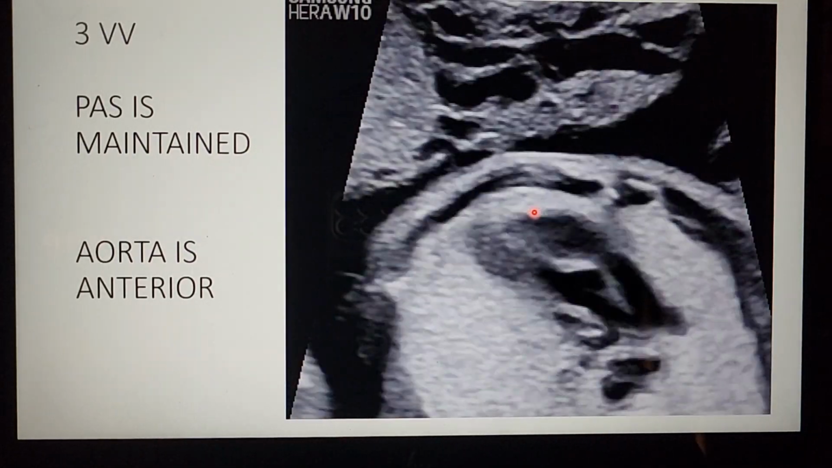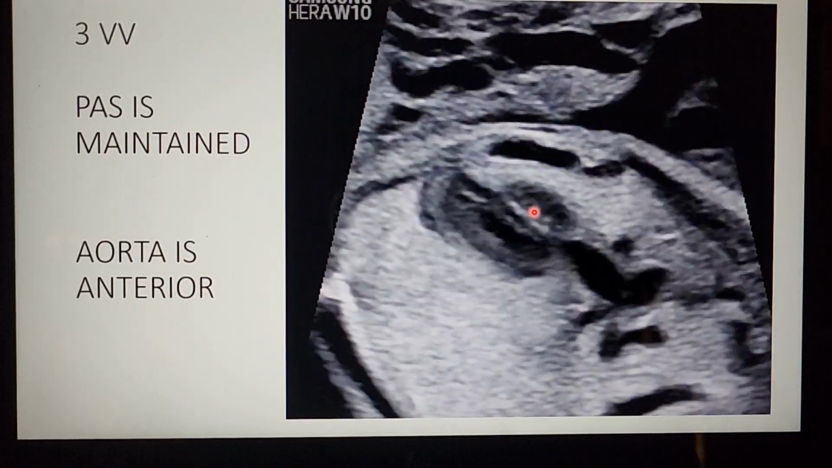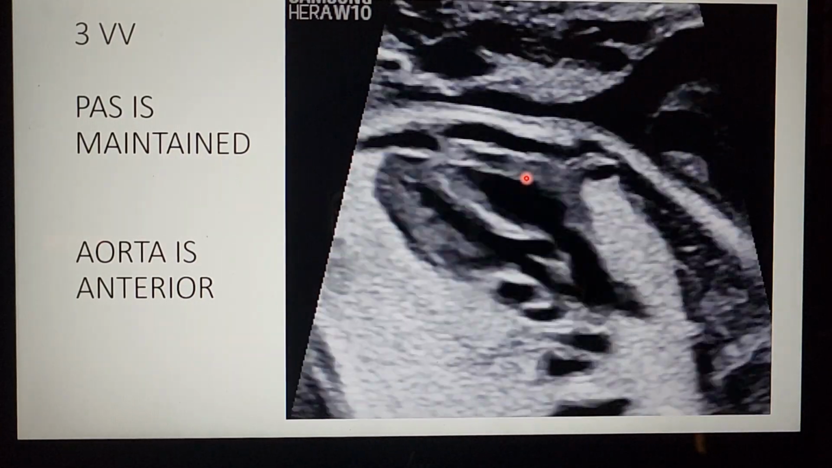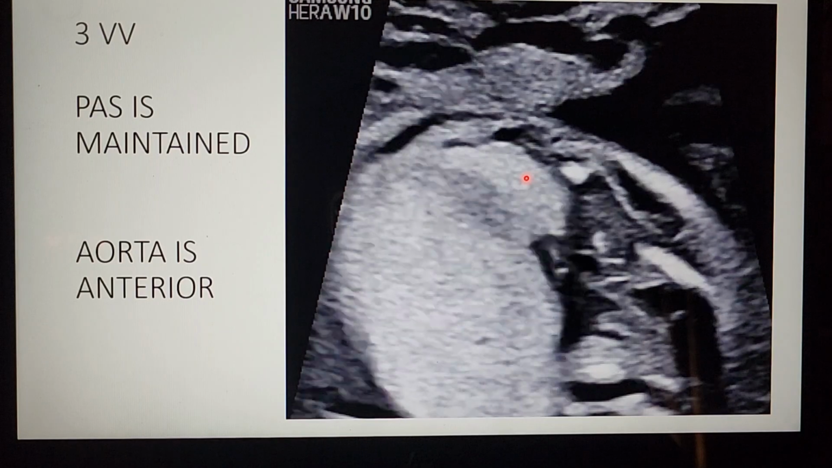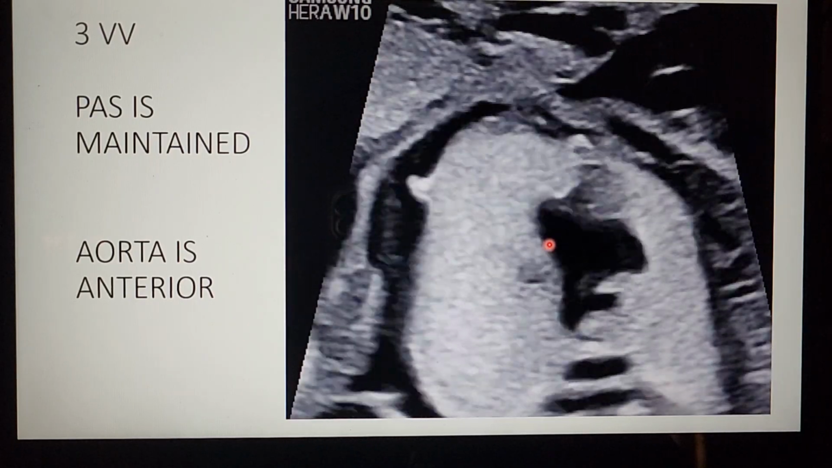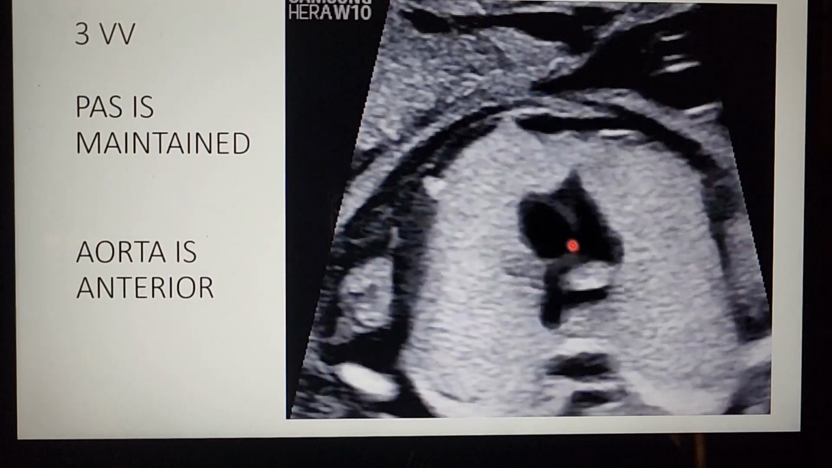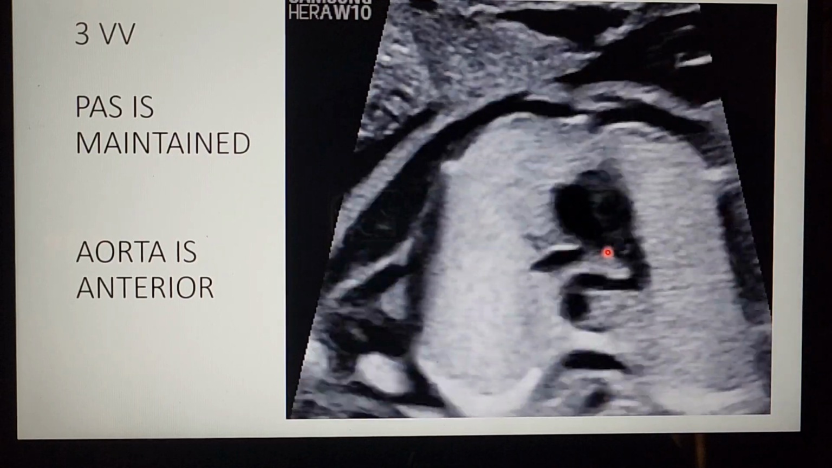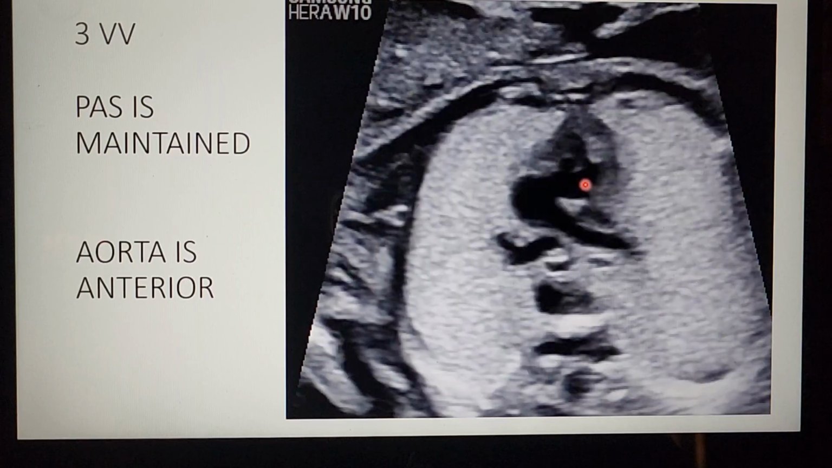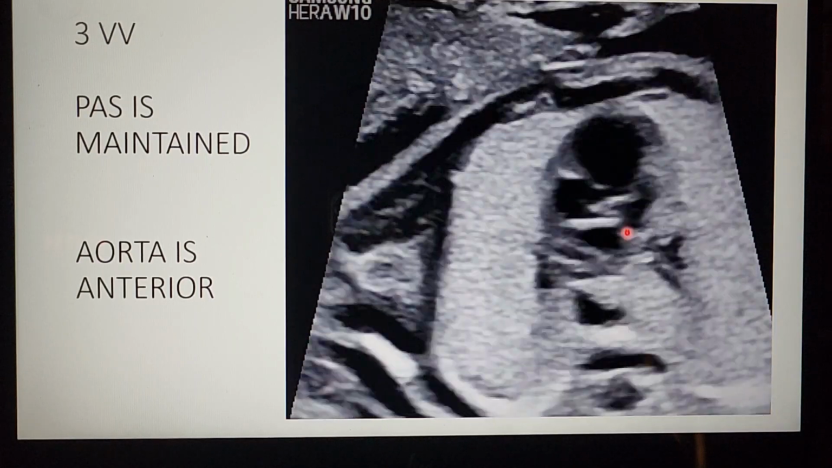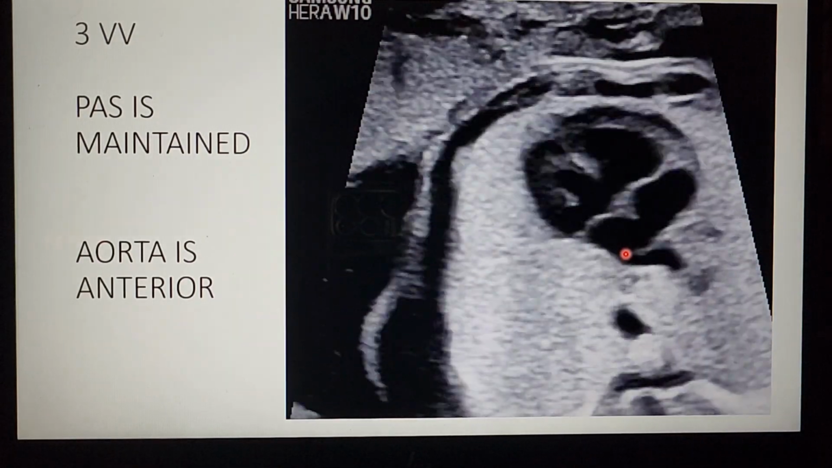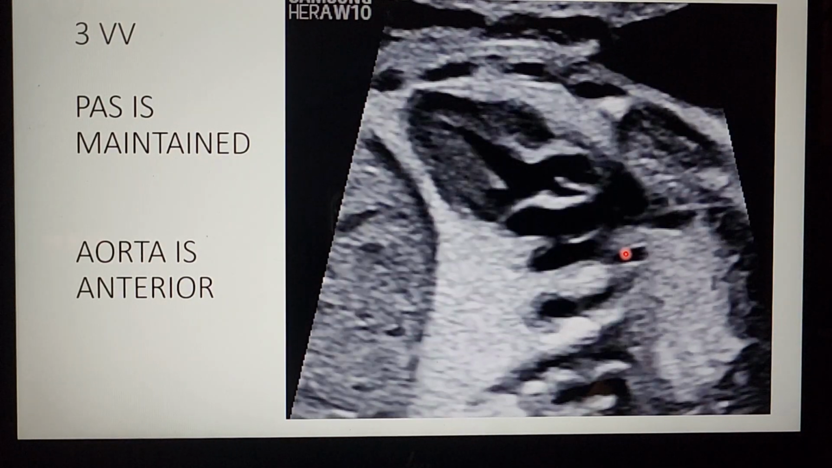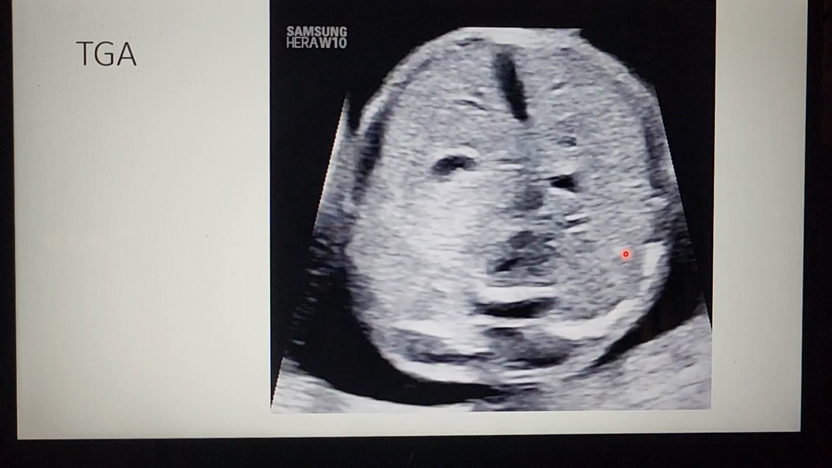So in complete TGA of the D type, the aorta is anterior. So there is loss of the normal alignment. The arrangement is normal, alignment is altered, and you can see that's P, that's A, that's S, and the A is anterior as compared to the P. So that's PAS.